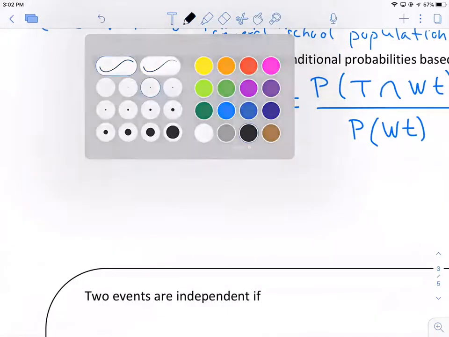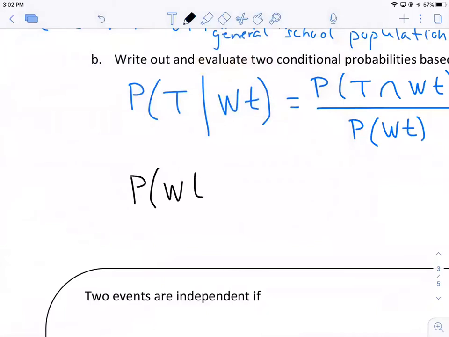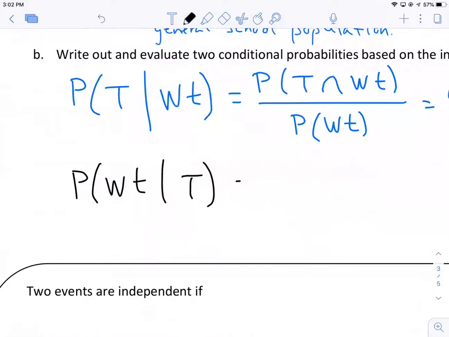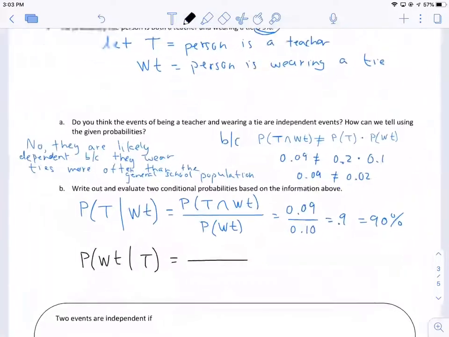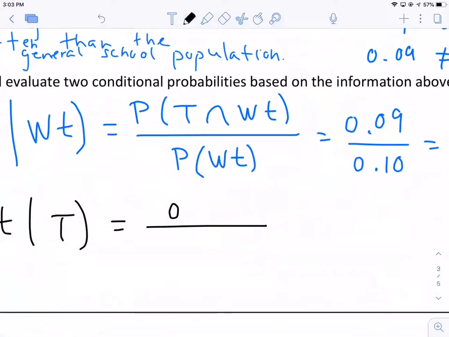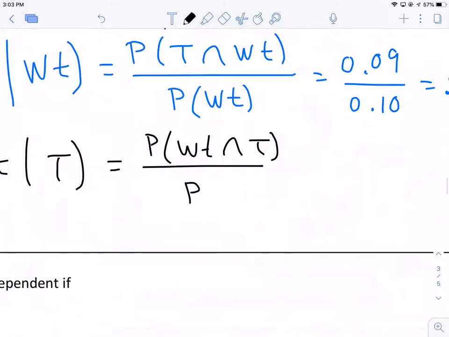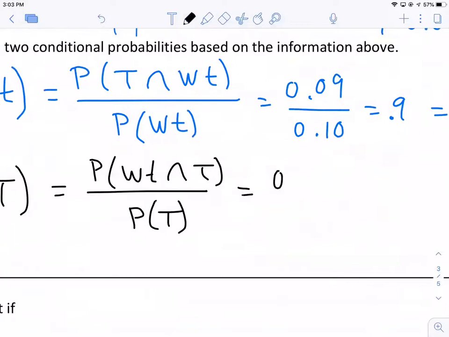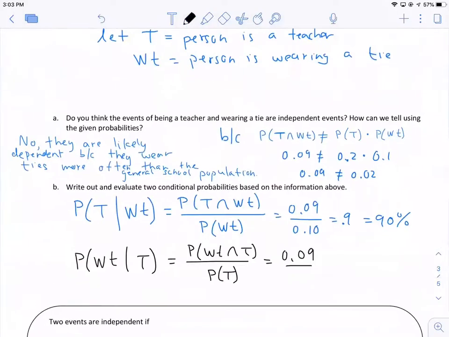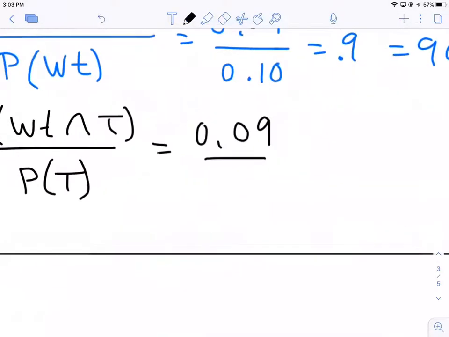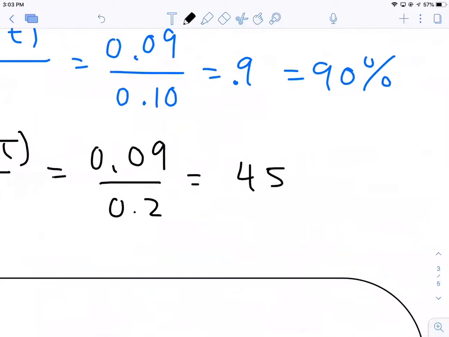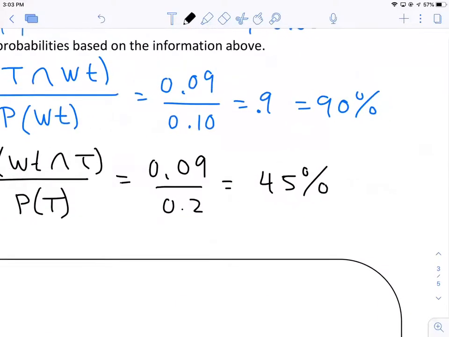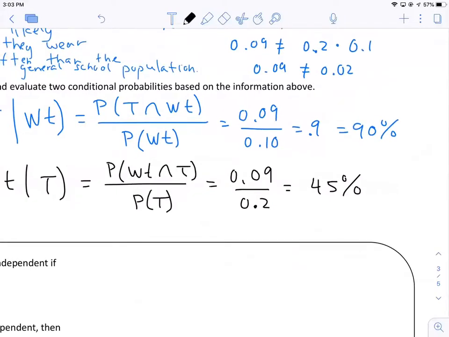And let's take a look at the other way around. What's the chance that the person is wearing a tie given that they are a teacher? Well, what's the chance of someone wearing a tie and being a teacher? That's going to be the same on top. So let me actually write it out. Probability of wearing a tie and being a teacher over the probability that they are a teacher. So that's 0.09 over, what's the chance that they are a teacher? It was 20%. That's 0.2. And that's equal to 45%, I believe. Yes. All right, so there's a 45%.